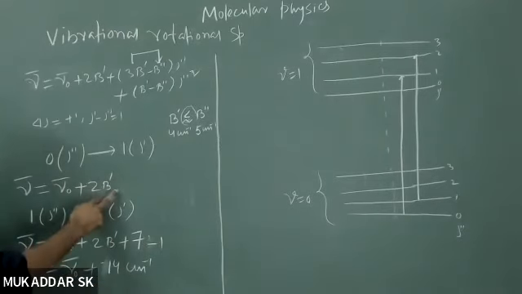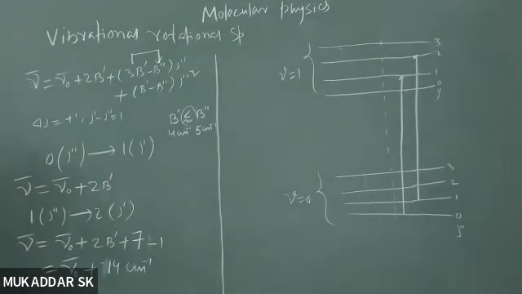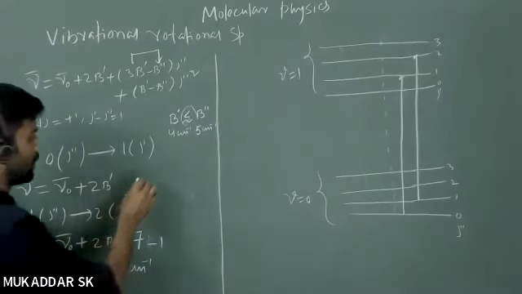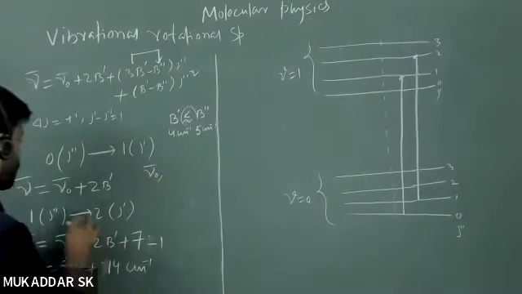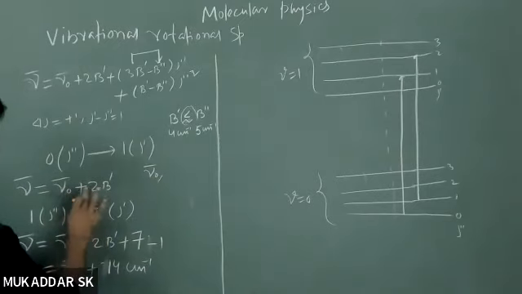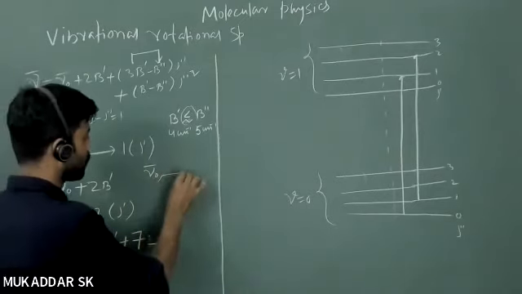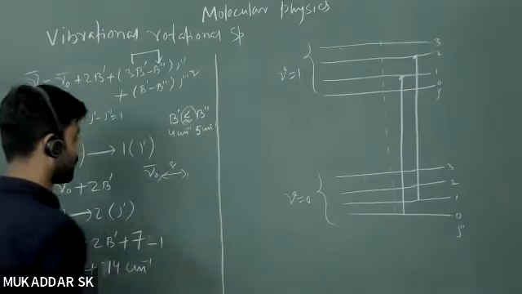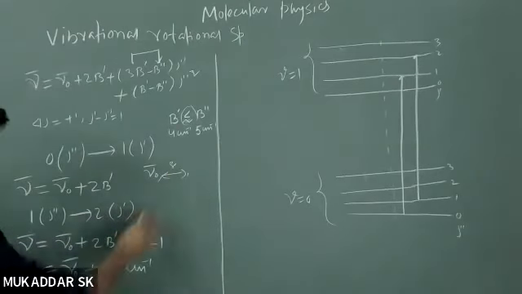First line will be located where? Nu 0 bar plus this, which is 8. So nu 0 bar plus 8 centimeter inverse. Second line will be nu 0 bar plus 14 centimeter inverse. What about the third line? Can you tell me that gap? Initially you have only nu 0 bar, one line. The second line is at nu 0 bar plus 8, so the gap between these two lines is basically 8. Then the next line is at 14.